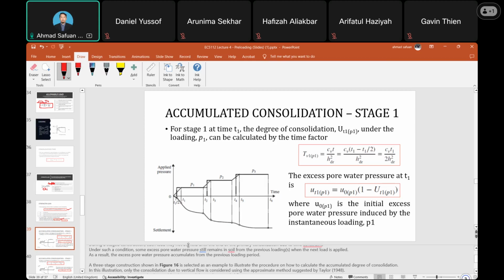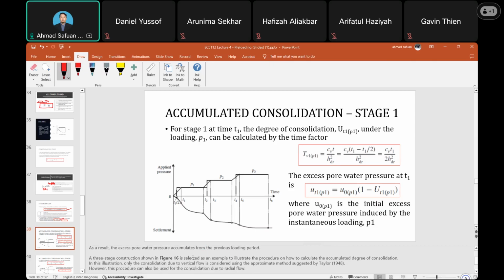In this illustration, only the consolidation due to vertical flow is considered, using the approximate method suggested by Taylor. However, this procedure also applies to consolidation due to radial flow. So we just focus on the preloading only. This case does not include the vertical drain, but later on there is an example where you include the vertical drains with the preloading.